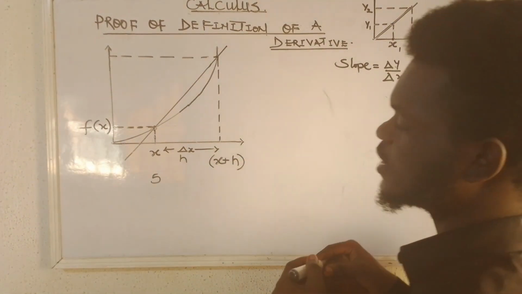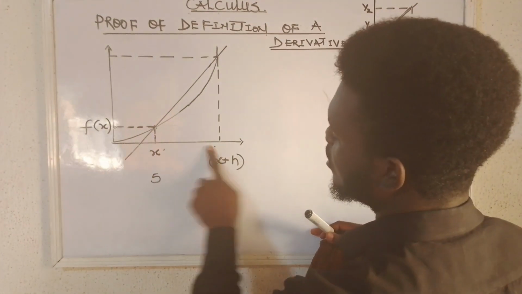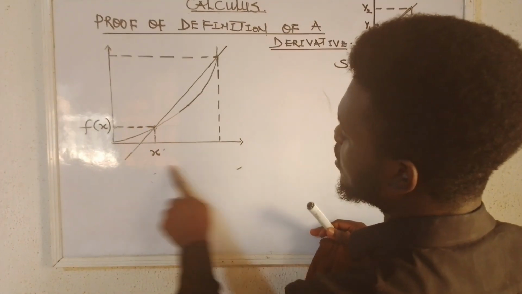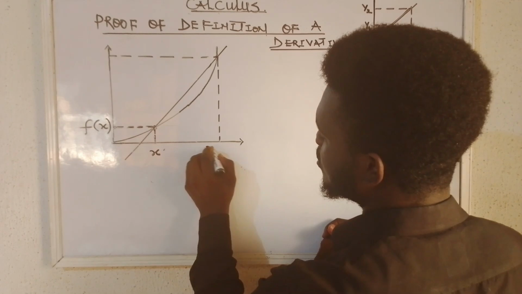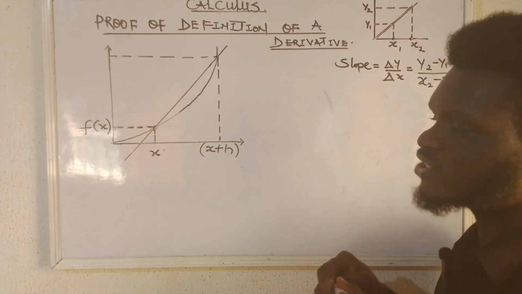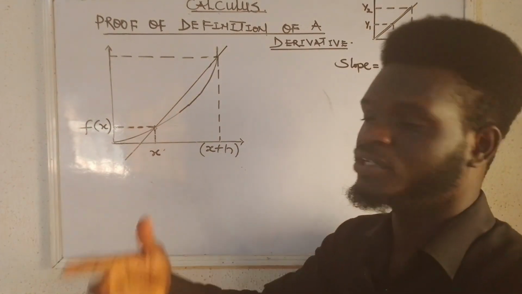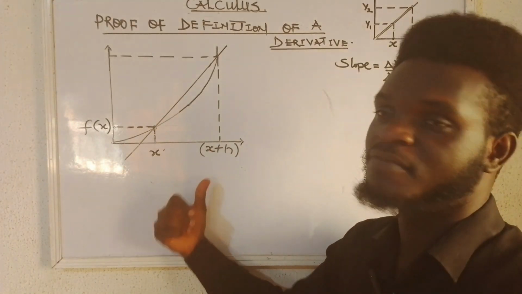The new point will become x plus h. So that was where the idea came from. That's the reason why they just call this point x plus h. So if this was x, this becomes x plus h. I've already explained the ideology of how it became x plus h.